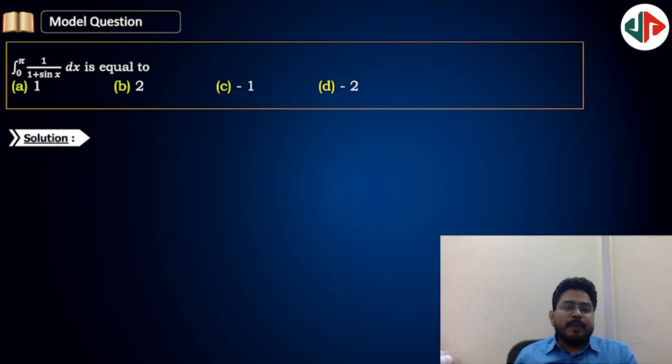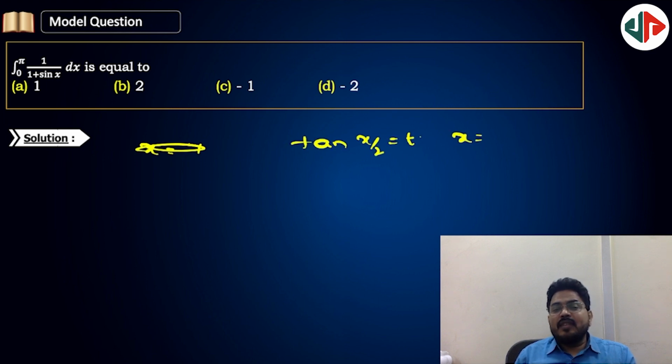Integral 0 to pi, 1 by 1 plus sin x dx. Okay, integral 0 to pi of this. So what is the method of solving? You can take tan x by 2 is equal to t. So x is equal to 2 tan inverse of t.